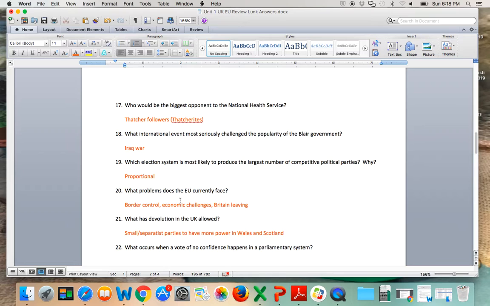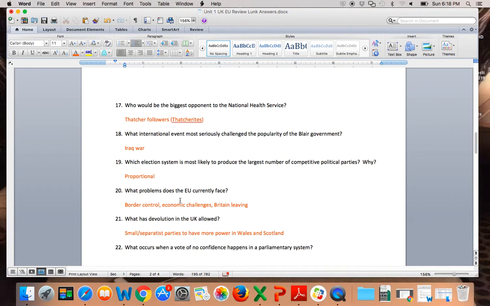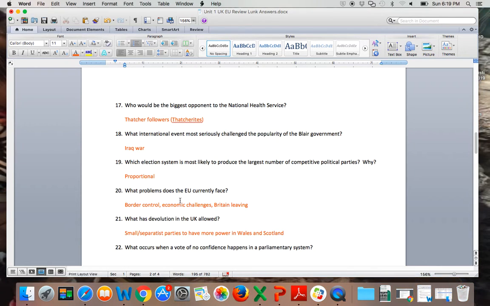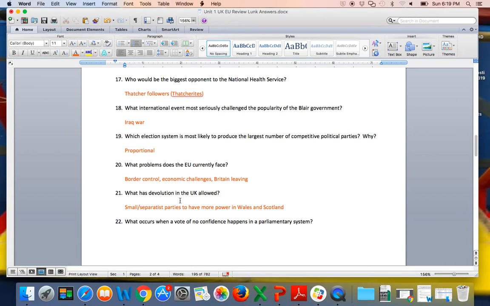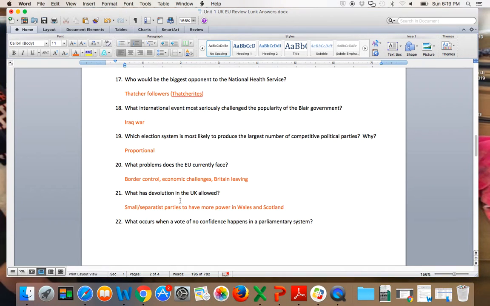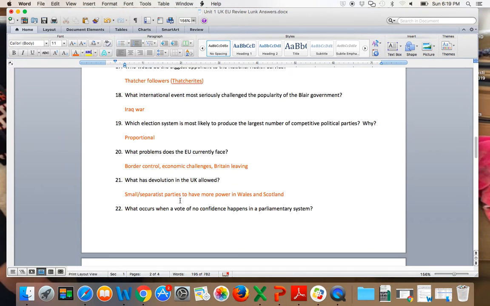Thatcherites would be opponents of the National Health Service. They wanted to cut government spending. They weren't big on the idea of noblesse oblige, helping out the poor. So those Thatcher followers would not be big supporters of the NHS. An international event that harmed the Blair government, Tony Blair, was the Iraq War and his support of it.